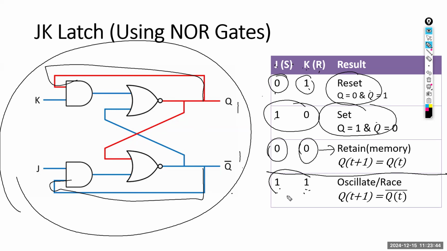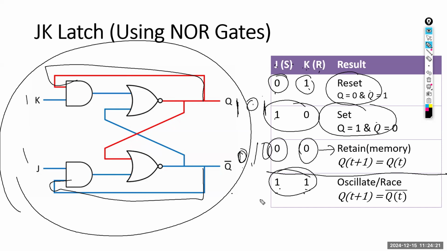that 1, 1 is no longer an invalid scenario. 1, 1 will invert the value. If earlier it is 1, 0, when you take 1, 1, now it becomes 0, 1. If earlier 0, 1, now it will become 1, 0. So therefore, now 1, 1 is not an invalid scenario, rather 1, 1 is inversion. Whatever the current value is, it is inverted. Current value 0 will become 1. If current value is 1, it will become 0.